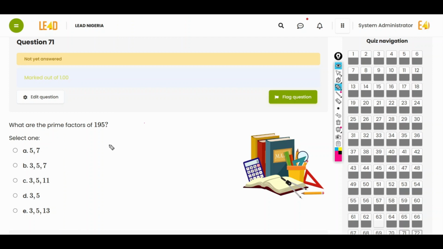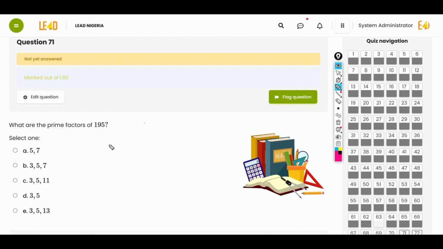Question 71 is saying, what are the prime factors of 195? Okay, so we need to list out the factors of 195, and then pick out which are prime. But alternatively, another way to do it is just test the options, since we have options. And I think that would be an easier route, since the factors of 195 don't appear everywhere in our multiplication tables.